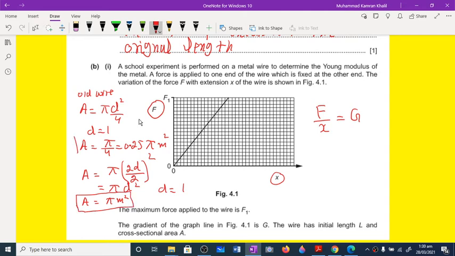Because if we compare with the area of the previous wire, which was 0.25, and I multiply it by 4, then I will get the area of the new wire. The first thing is this. So by doubling the diameter, the area will increase by 4 times.